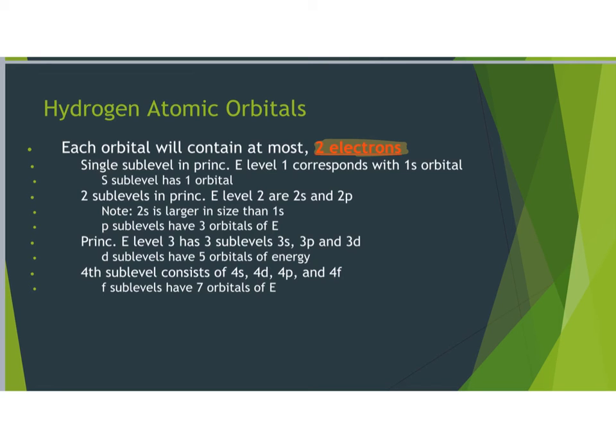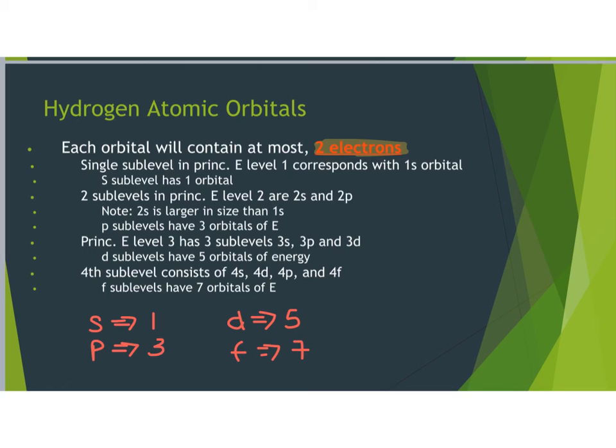If you notice, these go up incrementally, and they are odd. So our s has 1, our p has 3, our d has 5 orbitals, and our f is going to have 7 orbitals. Now, if you recall from the top, each orbital, we said, contains 2 electrons.